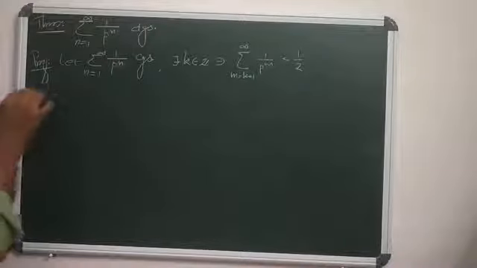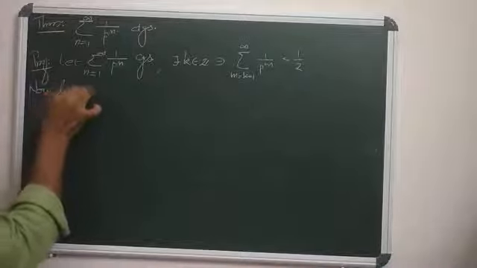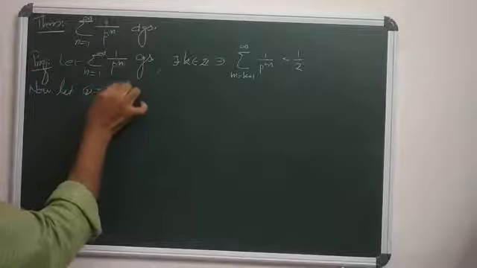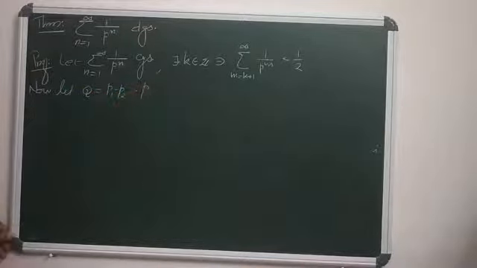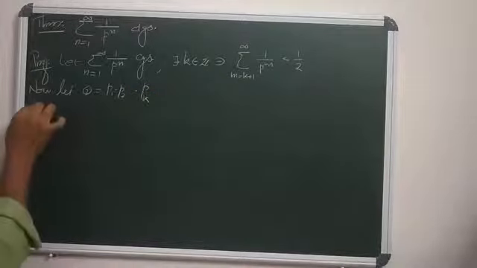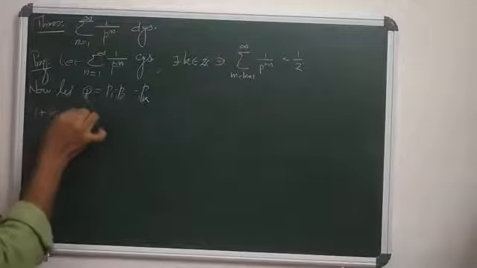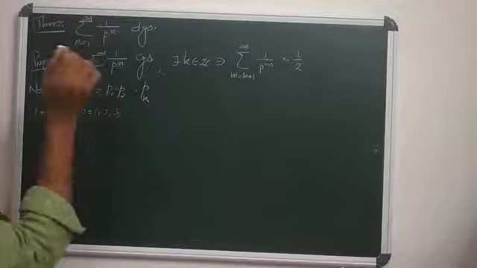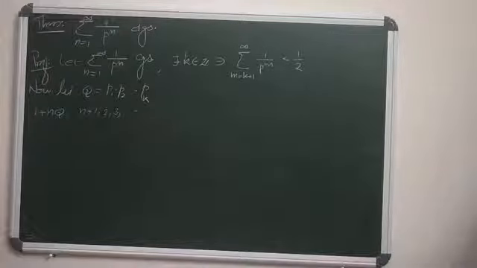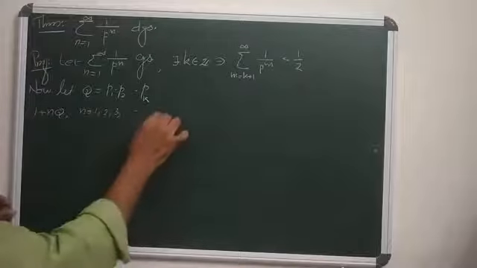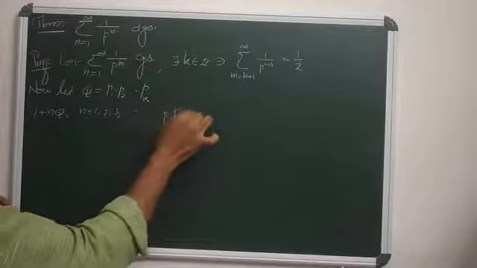Okay. Now, let's consider Q equals p1, p2, etc. into pk. Then consider the number 1 plus nq, where n equals 1, 2, 3, etc. What is Q? Q is the product of the primes p1, p2, etc. pk. Q may be composite. Now, clearly this p_i doesn't divide this 1 plus nq.